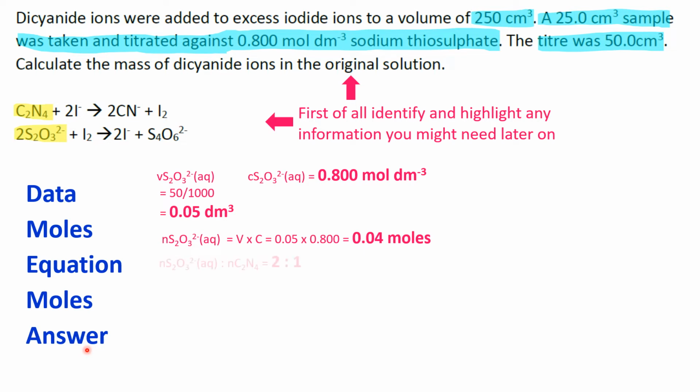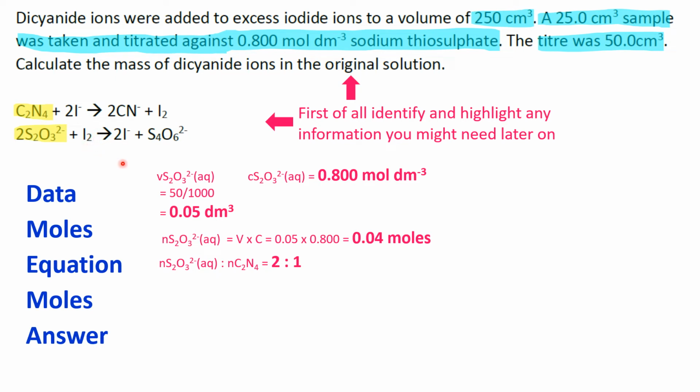Now in the equation, the number of moles of thiosulfate to the number of moles of dicyanide is 2 to 1. So what that means is for every 2 moles of thiosulfate, it reacts with 1 mole of iodine.